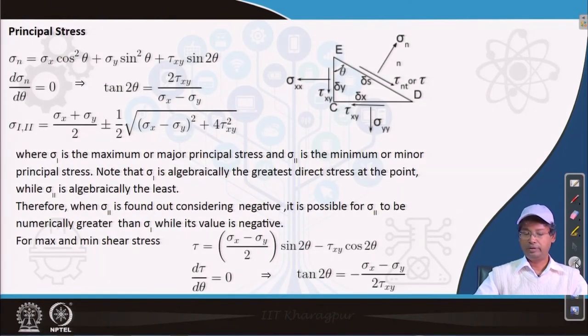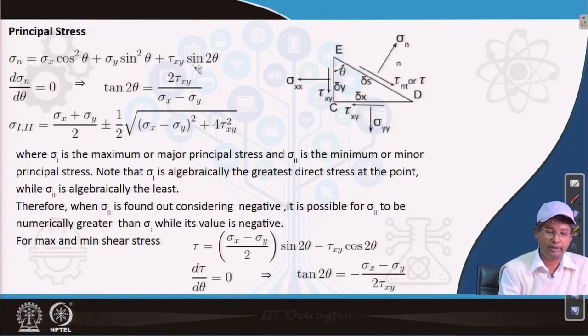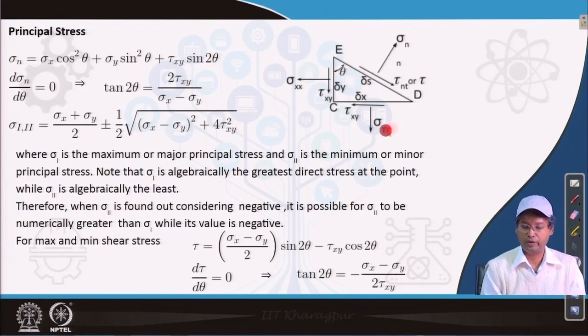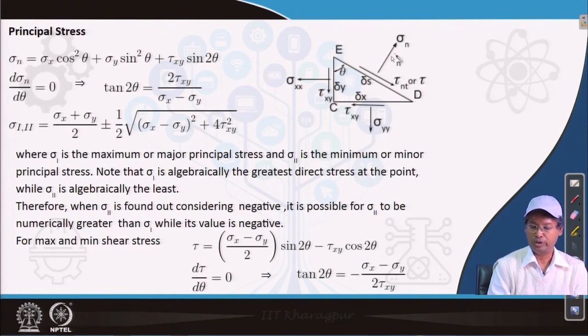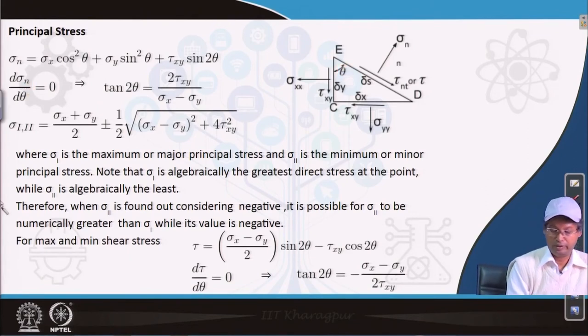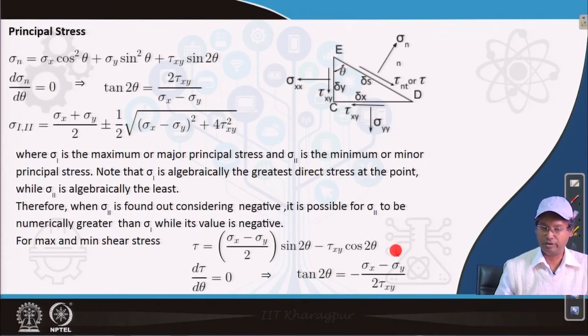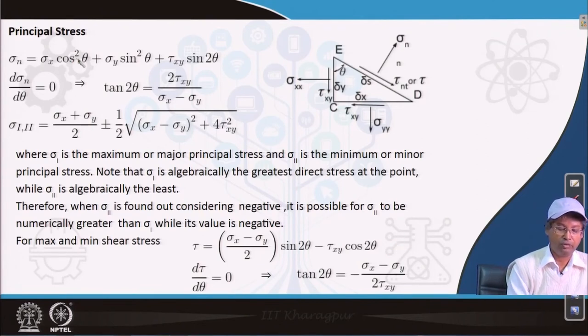So, in this condition, what we do is that we have sigma n considering a plane which is at an angle theta, and if we want to find out the axis system or the plane along which this is the maximum value, we need to find the derivative with respect to theta, that is what is done here. If we do that derivative, please note that it leads to this equation, we will come to that later.